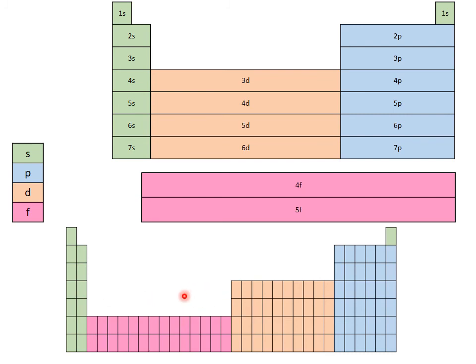So if you were working on a very heavy element, you could start at, say, 6s. This is the 6s. Then you would fill electrons into the 4f, then the 5d, then the 6p.